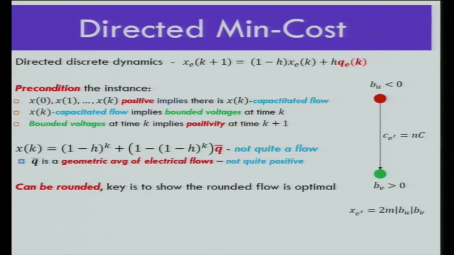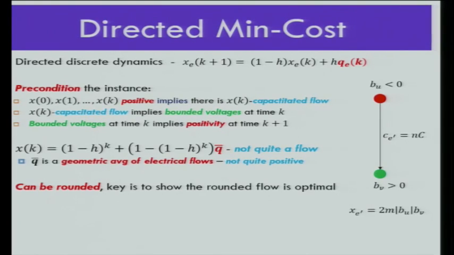So this is not quite a flow. This is a flow, but it is not quite positive. However, you can show that, because this is moving very quickly towards this, it can be rounded to a flow. If you can show that the flow that you round it to is optimal.